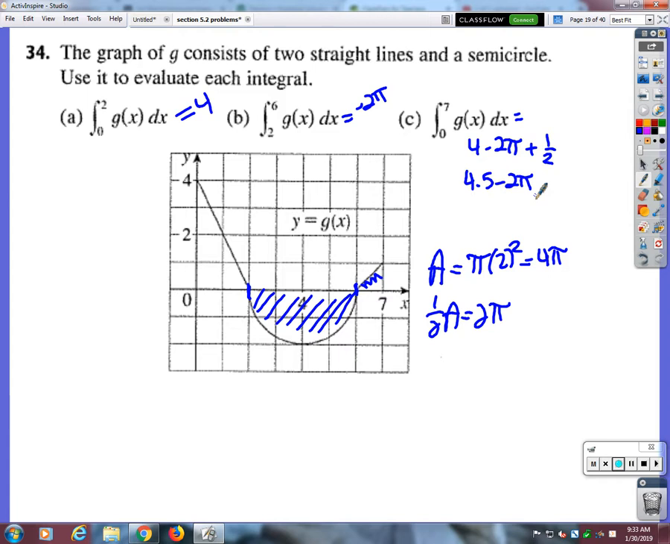Okay? So for C, now we're going the whole graph, right? So you figured out that this part was 4, so that's that. Elena and I figured out that this part down here was negative 2 pi, so that's that. And then since we're going all the way to 7, there's this little half square right there that we have to add on, so that's that. So altogether, it's 4.5 minus 2 pi. Okay? This piece minus this piece plus this piece. Okay? Elena, solid? Okay.